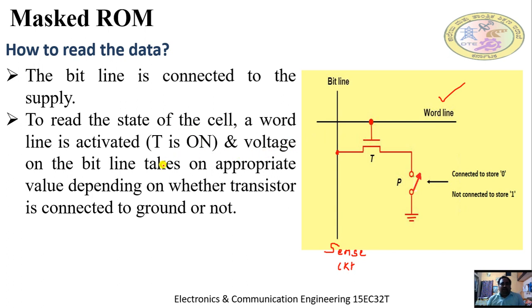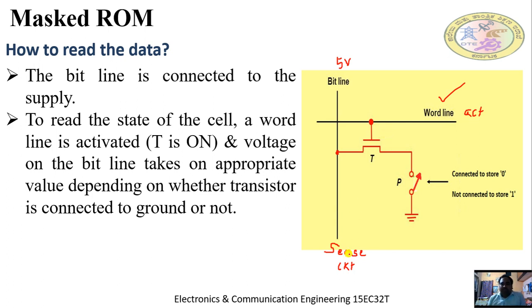And the voltage on the bit line takes an appropriate value depending on whether the transistor is connected to ground or not. So the bit line is connected to the supply. Let's say it is connected to a supply voltage of 5 volt and the word line is also activated here. Once this word line is activated, this is going to turn on the transistor.